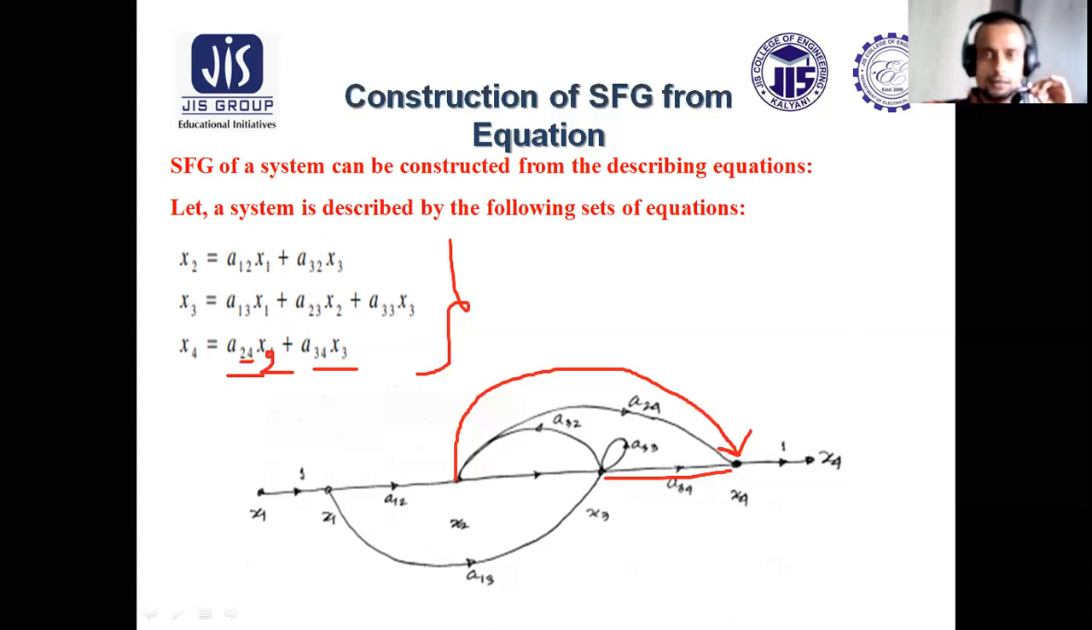That was discussed in today's class. So in the next class, we'll be discussing Mason's gain formula, and we'll apply Mason's gain formula to determine the overall transmittance from the signal flow graph.